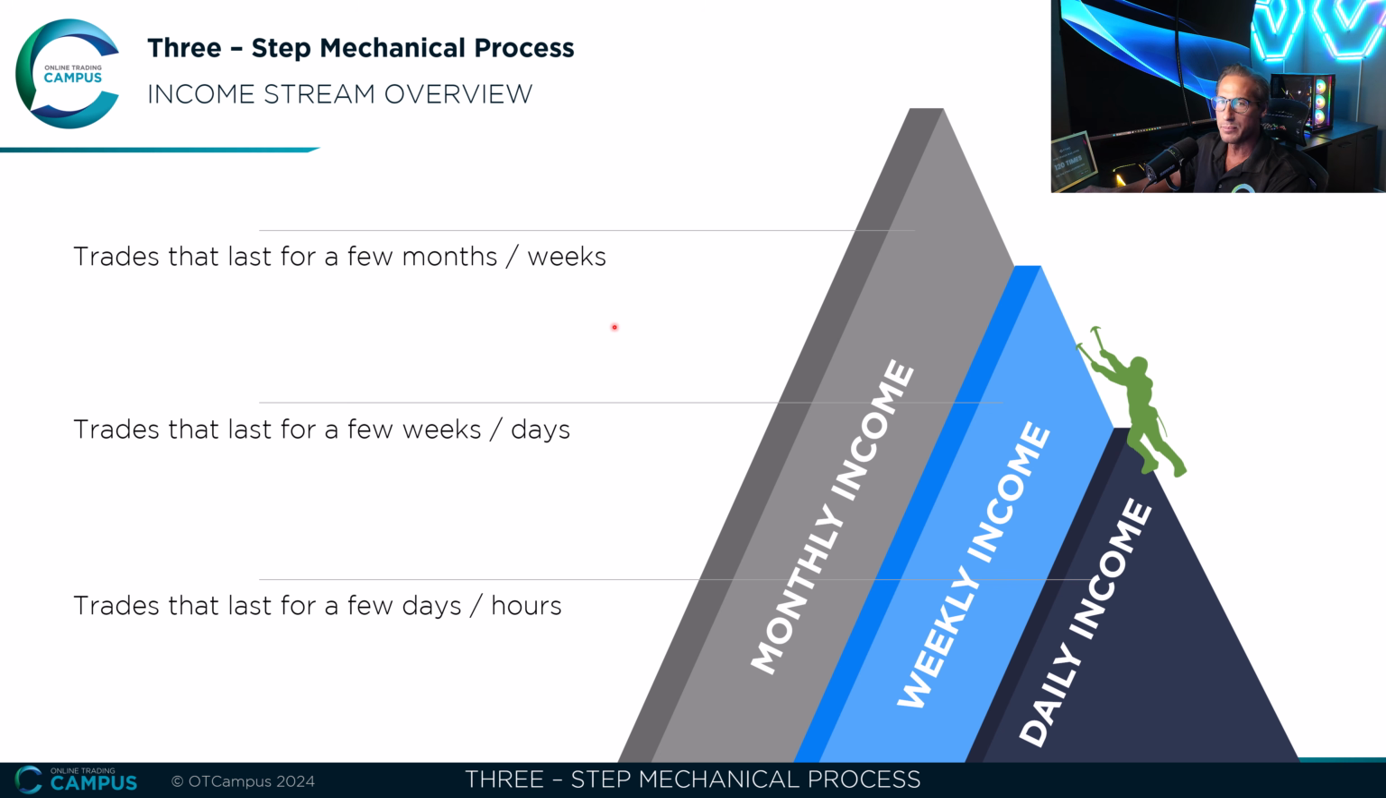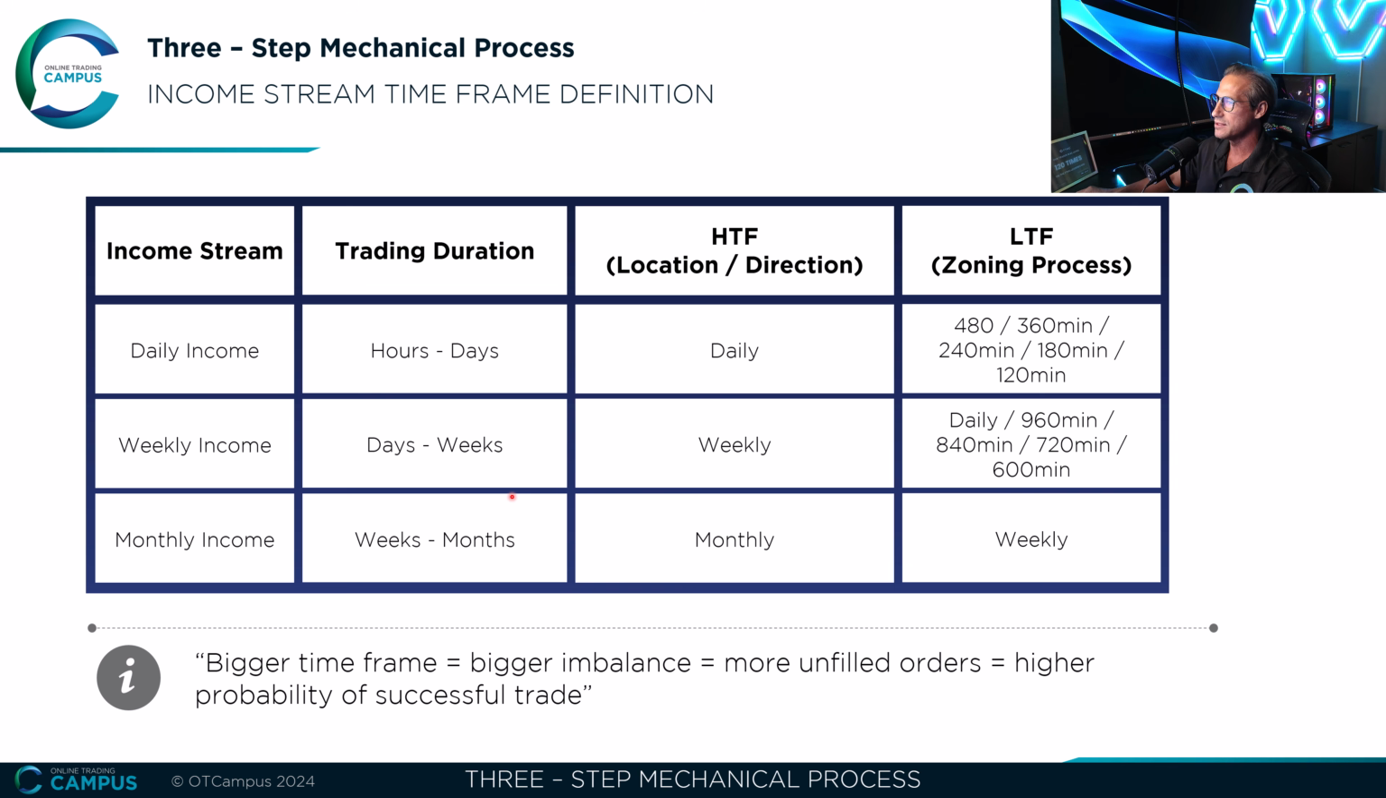In the past year, I even had a trade that lasted close to 2 months. So yeah, that's for me monthly income. Weekly income is swing trading, and then daily income is more like day trading. So that supply and demand strategy that we teach here can be applied on all the different income streams.